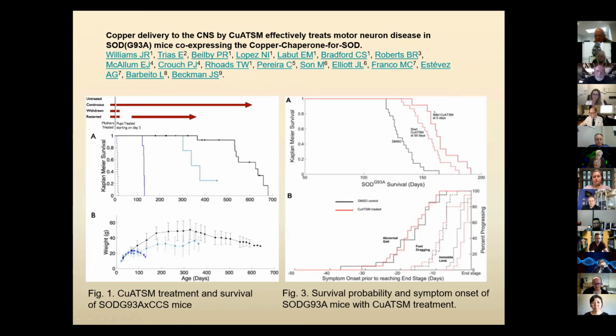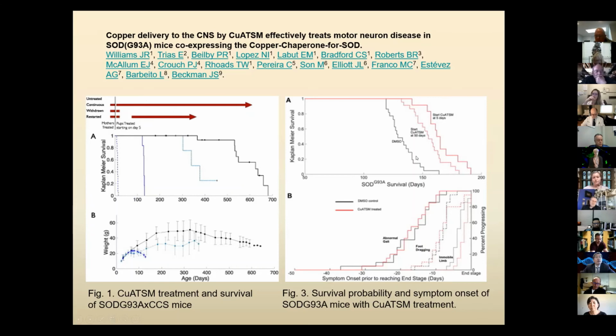Now, if you use copper ATSM on mice that just have the G93A and not this extra CCS, you get a much more modest effect on survival, but you still get an effect. So copper addition, without the excess CCS, is enough to help stabilize some of the molecules, not all of them, so you still get an effect, but it's not as large as when CCS is present.